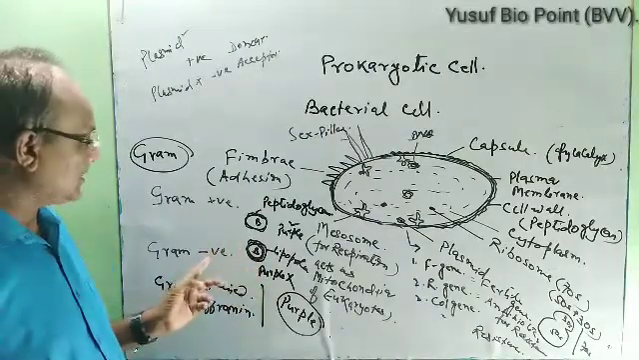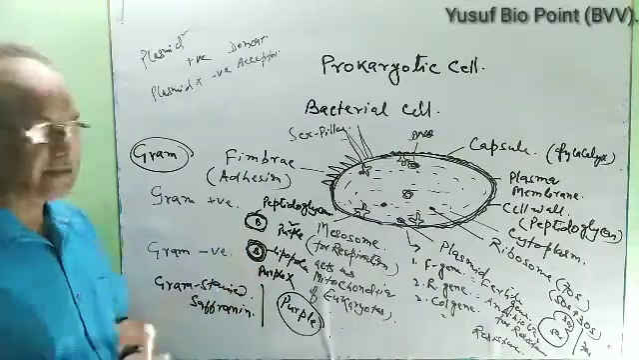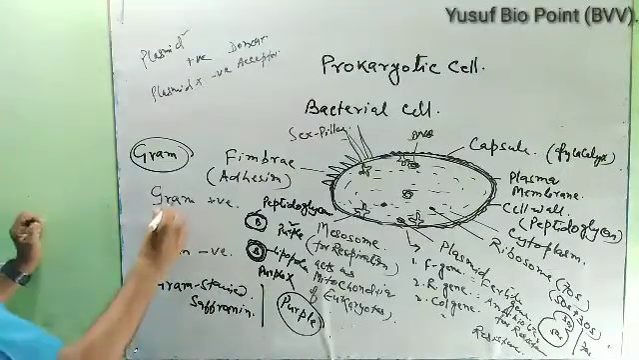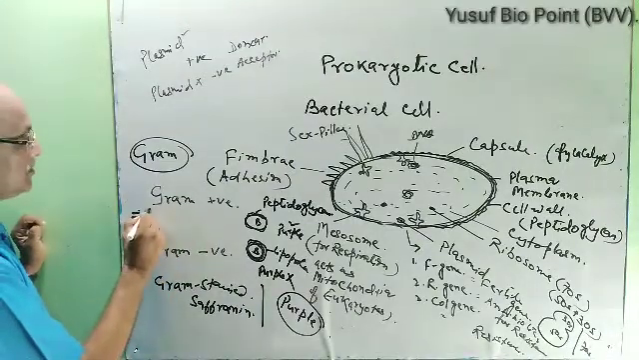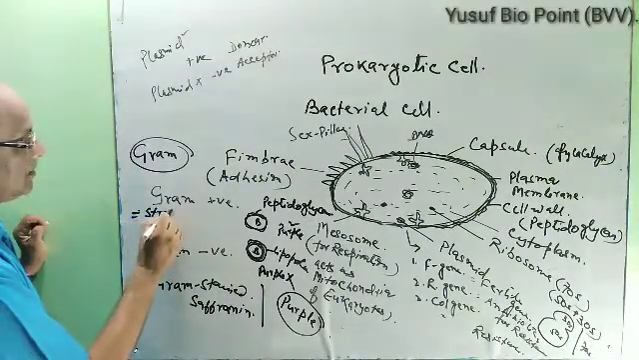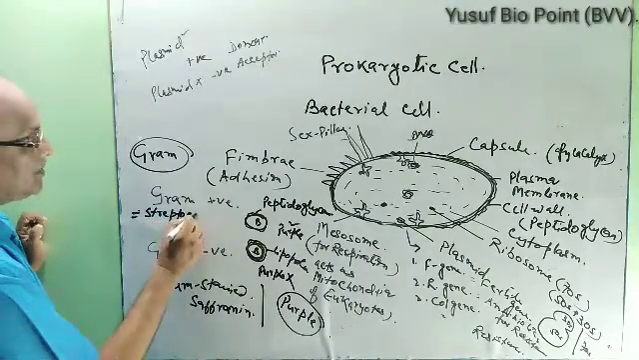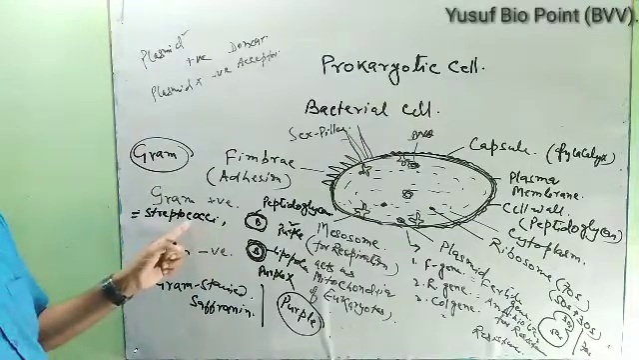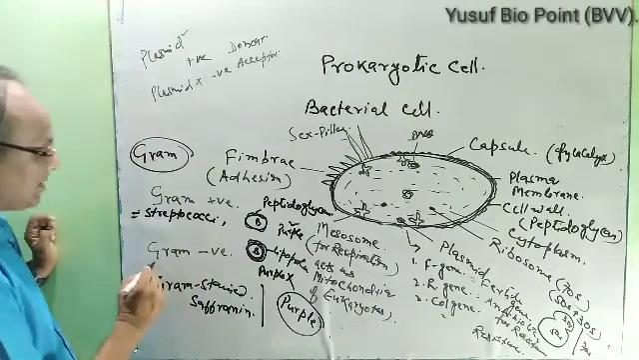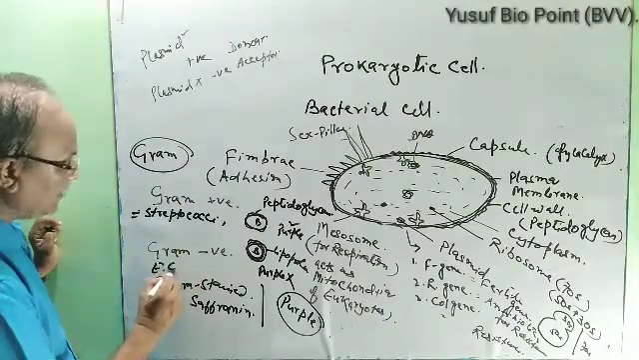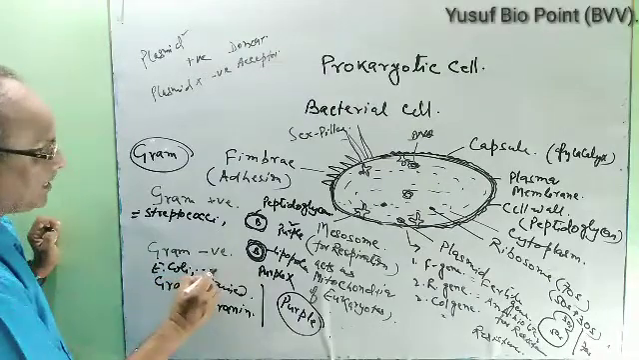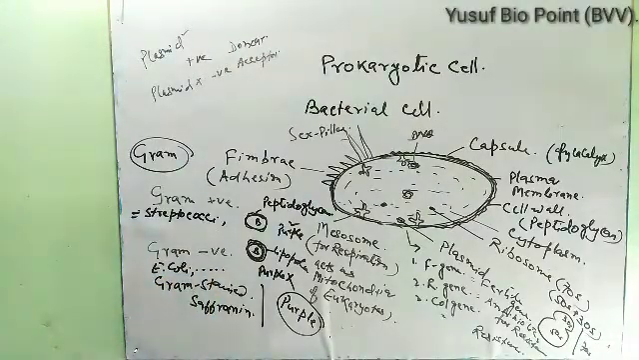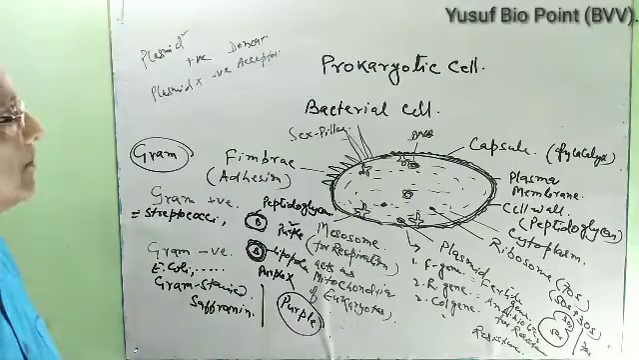So it is gram negative and this is gram positive. Examples of gram positive are streptococci, staphylococci, and gram negative are E. coli, salmonella, like that.